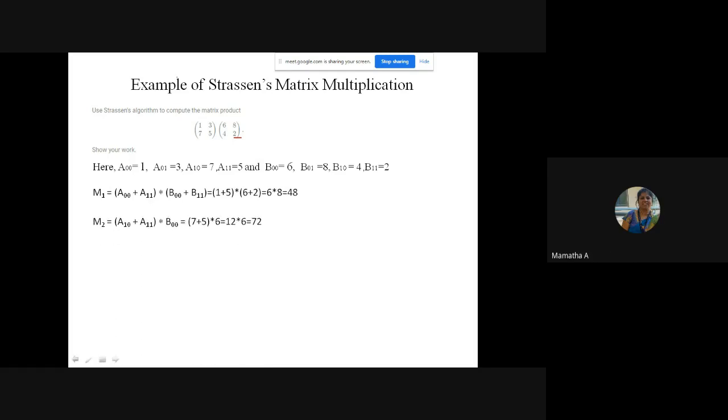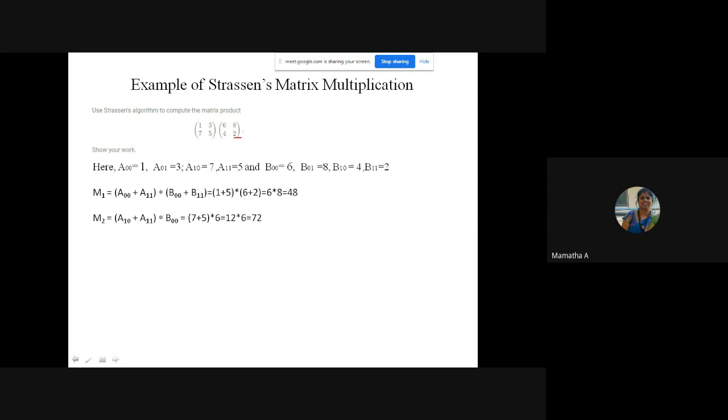M2 is A10 plus A11 into B00. So what is A10? A10 is 7. Don't write whatever is required. This is simple mathematics. 7. That's the reason I asked you to write this first.